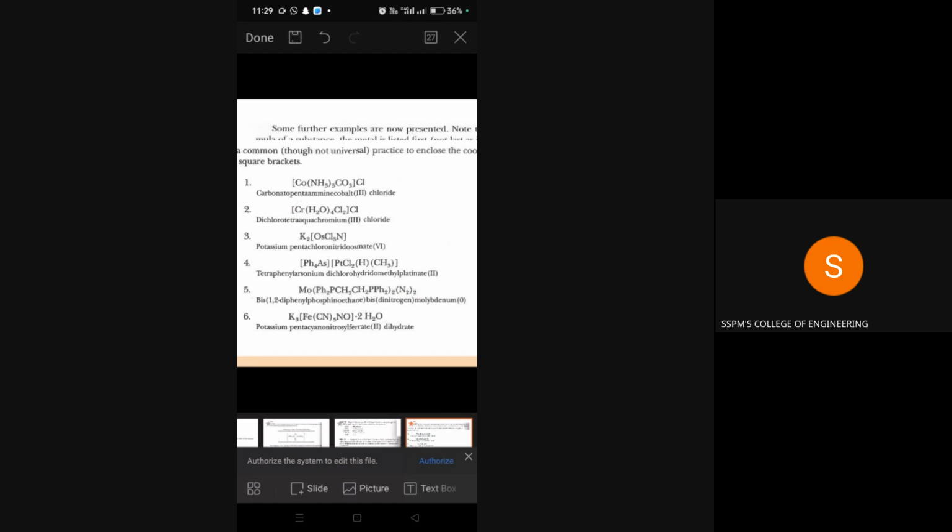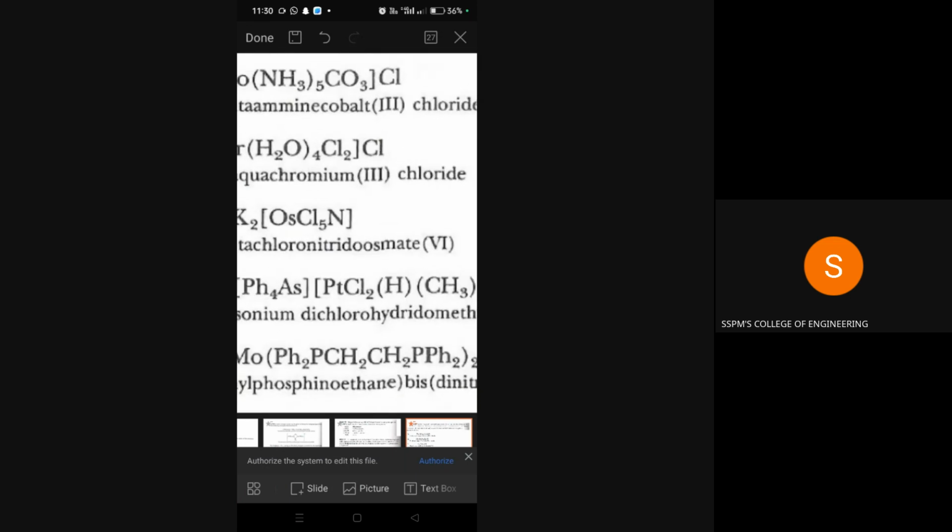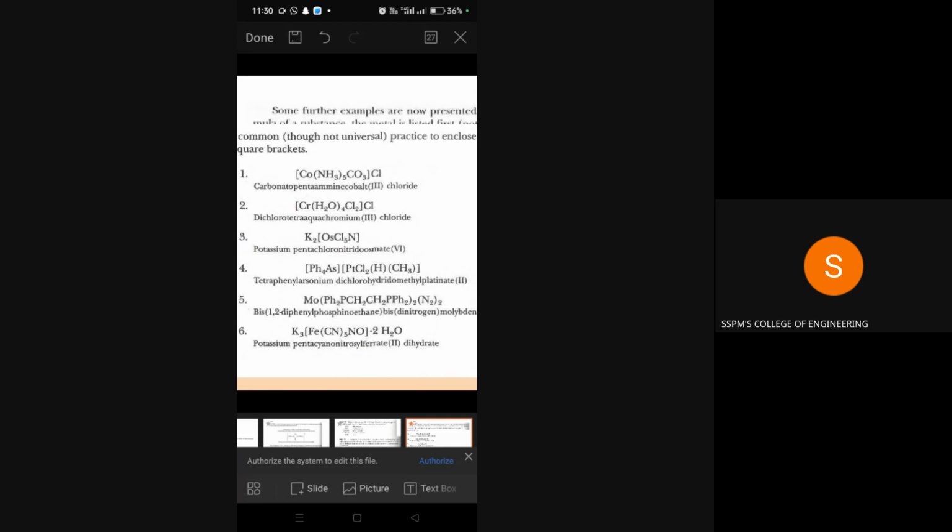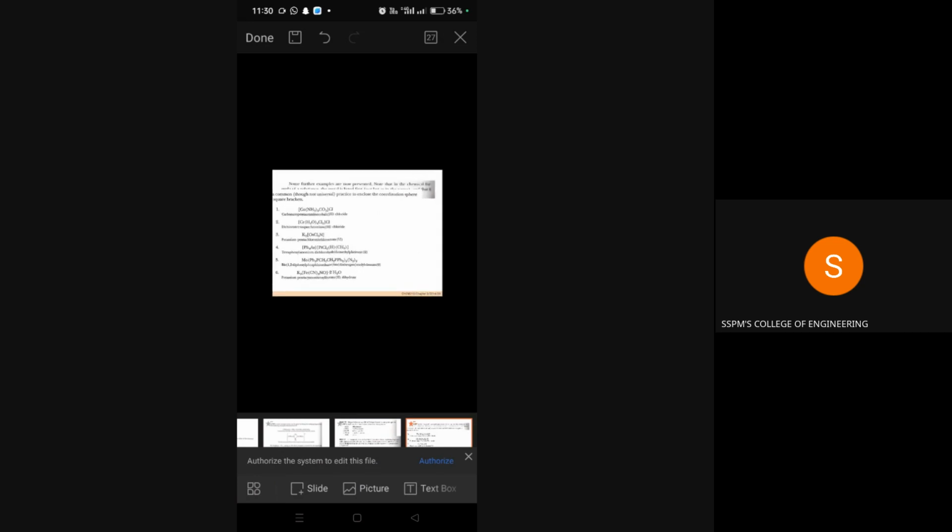Next is potassium pentachloro triiodo osmate. So Os is osmate. Osmate is a metal ion, the central metal ion. Potassium pentachloro, 5 chlorines are present. Nitrido osmate. So 6 is the oxidation state of that pentachloro. So next we can stop here.